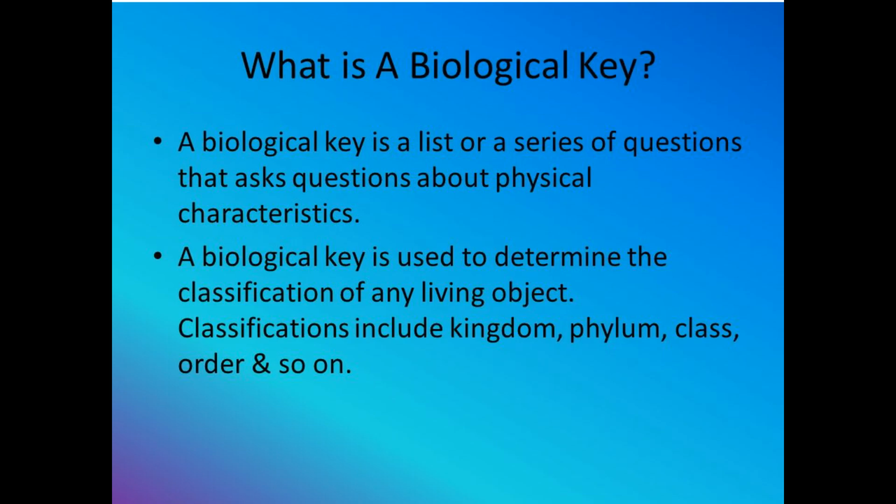What is a biological key? A biological key is the list or a series of questions that ask questions about physical characteristics. And a biological key is used to determine the classification of any living object into different categories.